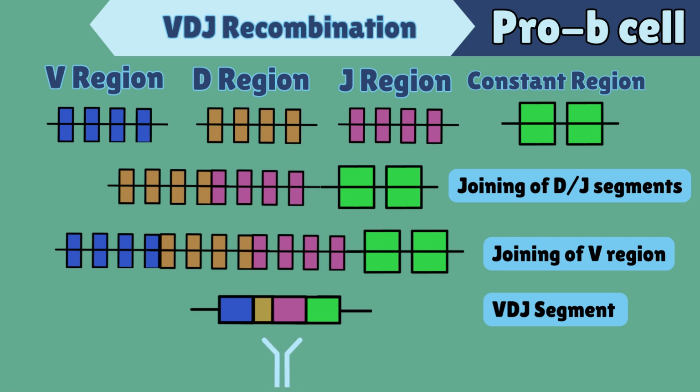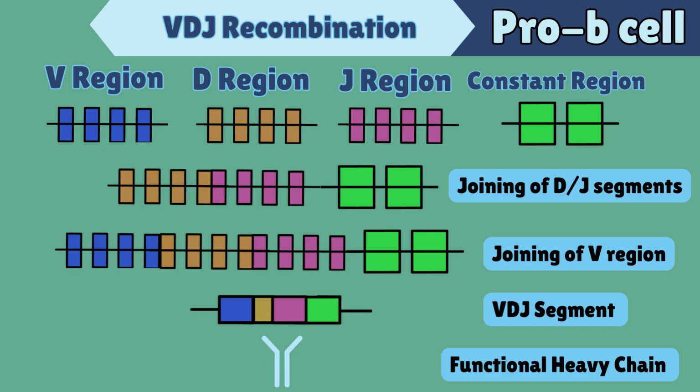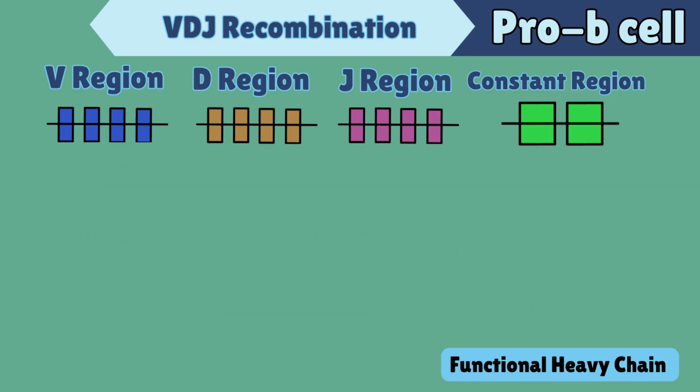With the VDJ segment completed, that will form our heavy chain receptor. The heavy chain receptor needs to be functional. If it is not functional, it will restart the recombination and resplice the gene segments until we get a functional heavy chain receptor. The pre-B cell phase begins with a functional heavy chain receptor.